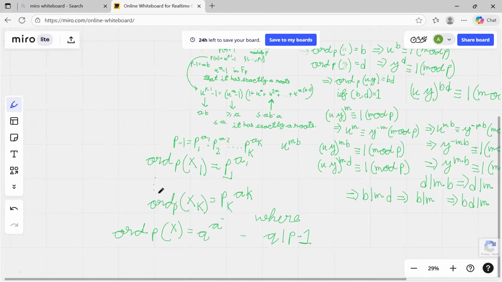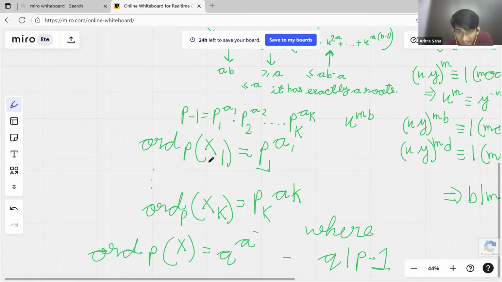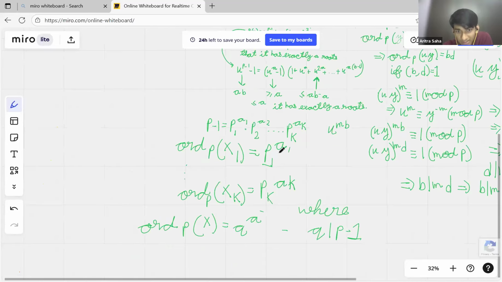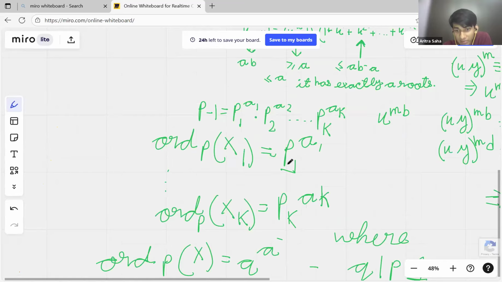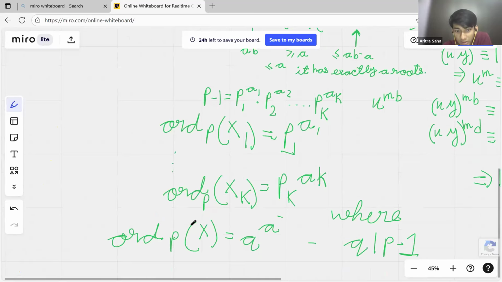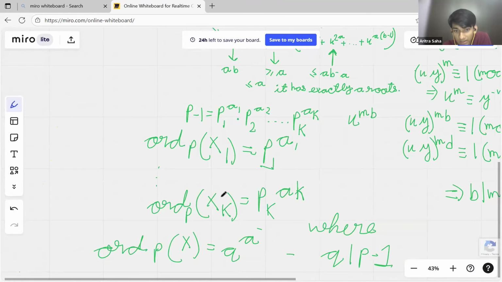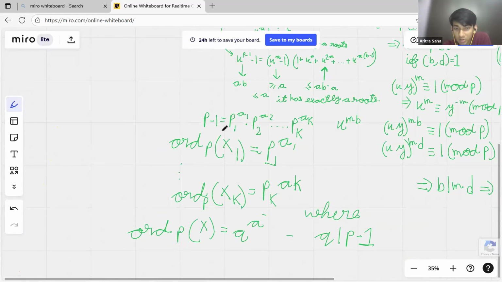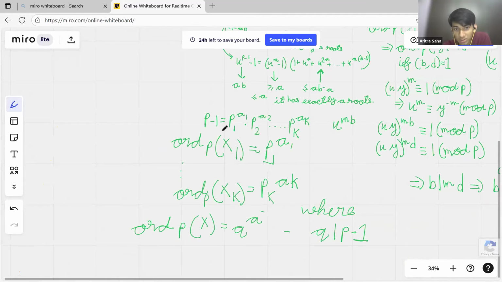Yeah. What I'm trying to do is find these x_i such that the order is p_1 to the power a_1. If we do this, then all the p_i's are coprime to each other, so the orders will just multiply. The product of all the x_i's has order the product of all the p_i to the power a_i, and that is just p minus 1. So we get an element of order p minus 1, which is all we need for the primitive root.